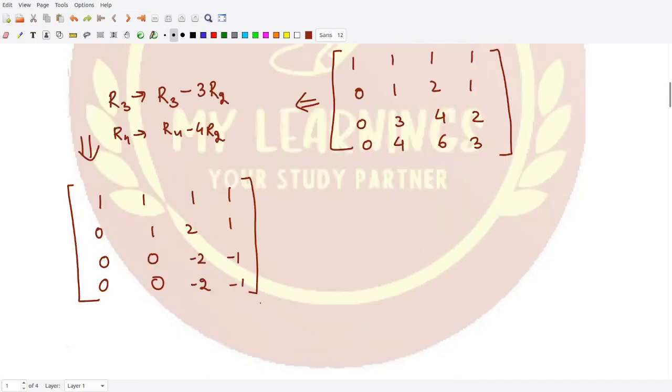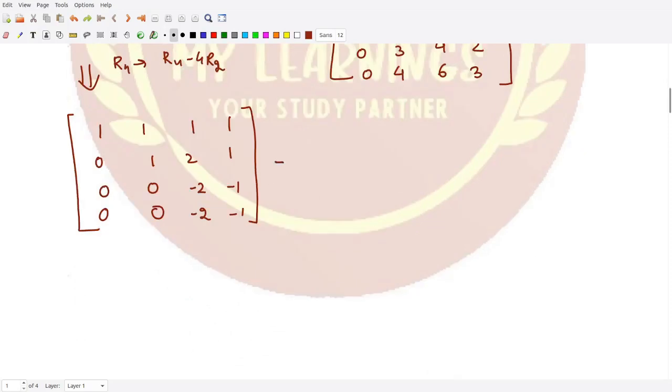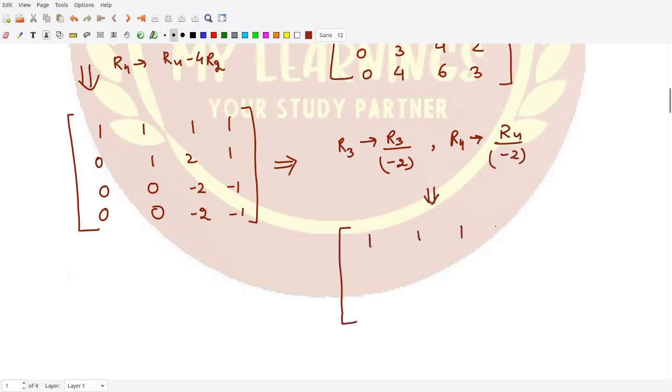But for the sake of completeness, for calculating the echelon form, we first make this element equal to 1. For that we divide the third row by minus 2, R3 divided by minus 2, and we apply the same operation on R4, because it will make the calculations a little easier. So your first row would be the same, the second row would also be the same, the third row is 0 0 1 and 1 by 2, and the last one is again 0 0 1 and 1 by 2.